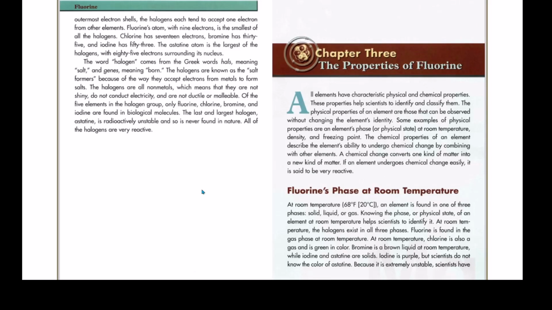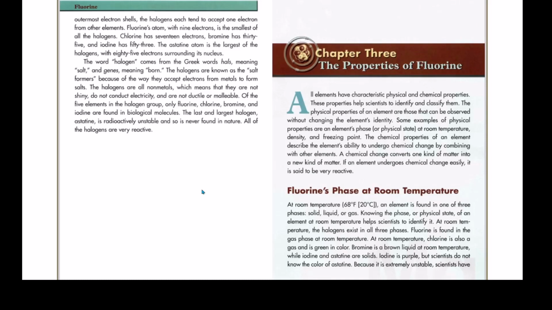The word halogen comes from the Greek words halos, meaning salt, and genes, meaning born. The halogens are known as the salt formers because of the way they accept electrons from metals to form salts. The halogens are all nonmetals, which means they are not shiny, do not conduct electricity, and are not ductile or malleable, meaning they cannot be shaped by being hammered.